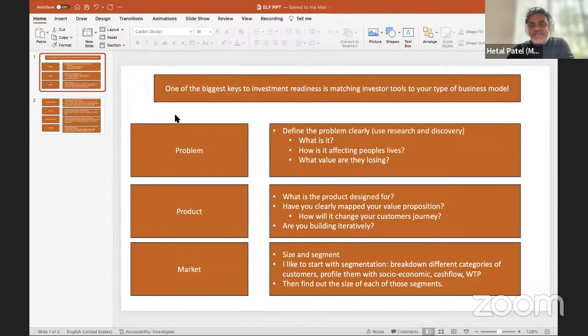And so really thinking about, what is a product designed for? Is it designed for a specific need? Are there other products that are enough of a replacement that people may not use this new product? Have we mapped the value proposition, whether there is a replacement or not? How will it really change my life as a consumer of your product?